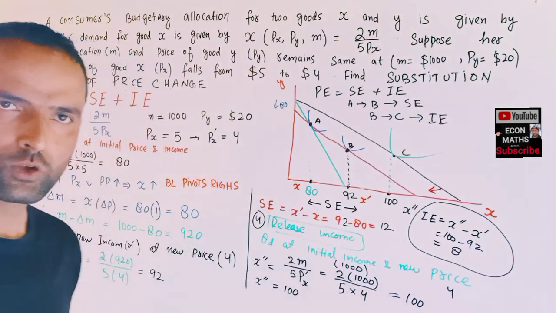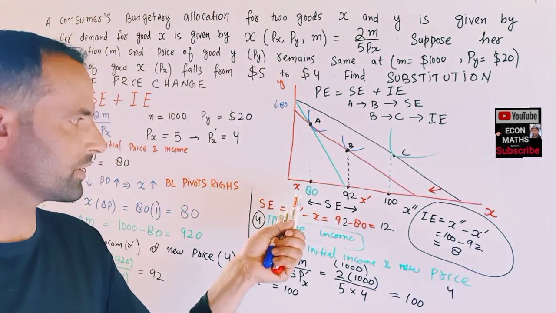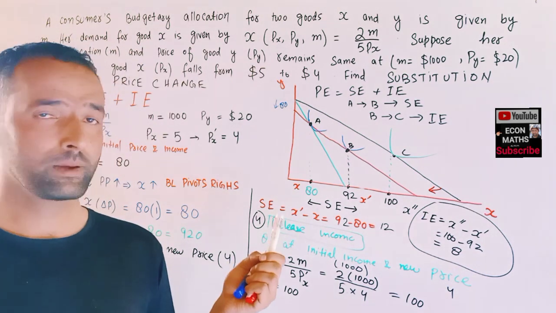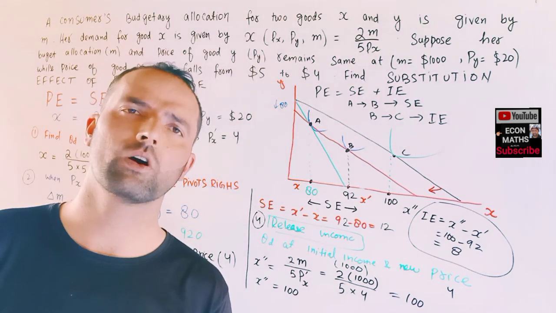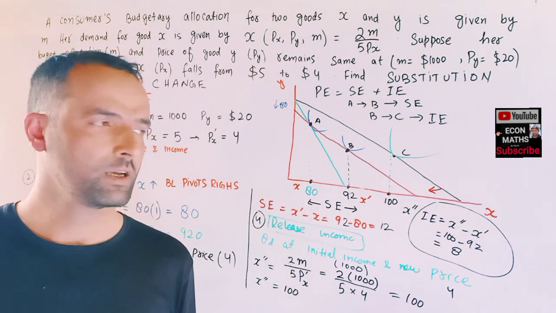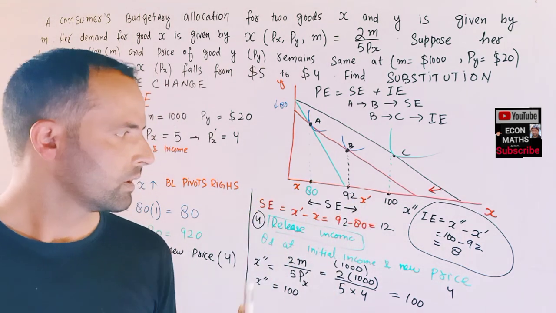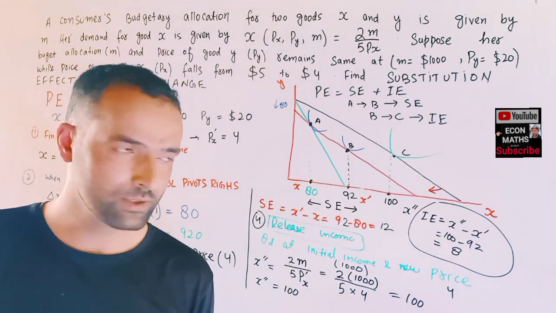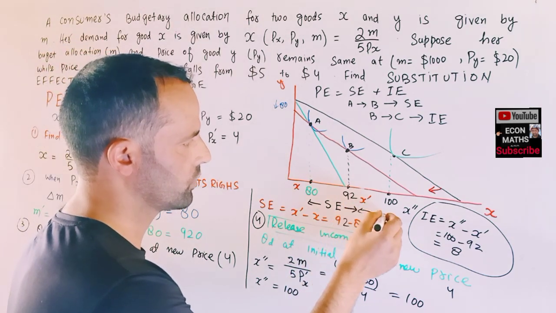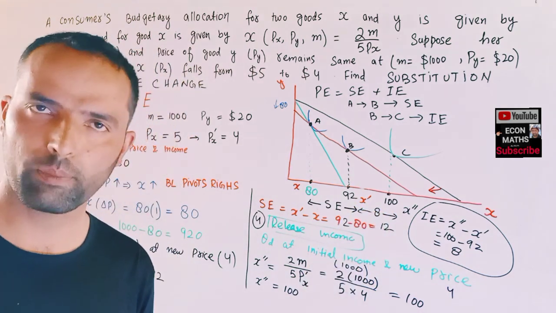So the question was to find out the substitution effect of price change. That means quantity demanded of good X will increase from 80 to 92 because of the fall in the price of good X, holding price of good Y constant and the initial income constant. And we have also decomposed it into income effect. So 12 units of good X will be demanded because of the substitution effect, and 8 units because of the income effect. I hope I make myself clear in this video.